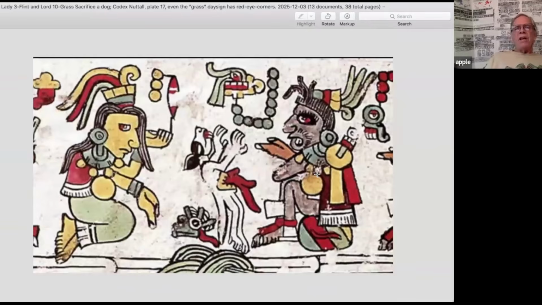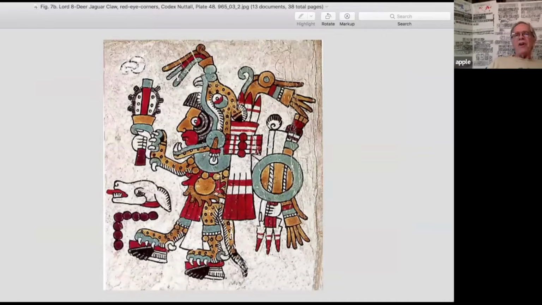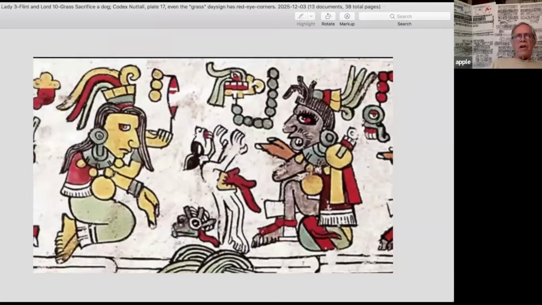And by the way, glyphs in Aztec times are very polychrome. They're treated as if they're pictures. This is a scene from, let's see, do we have it? Yeah, this is the same guy. This is 8 deer tiger claw. There's the claw, part of his name. There's the deer part of his name. He has no antler on this deer. This is a different guy.